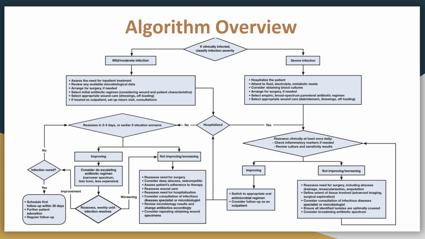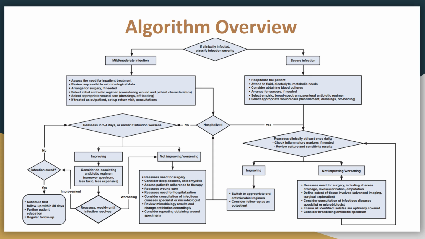Patients with severe infections also need to be hospitalized, and you would then consider obtaining blood cultures, arranging for surgery if required, and selecting empiric broad-spectrum parenteral antibiotic regimens, and selecting appropriate wound care, which can include debridement, dressings, and offloading. Patients who are hospitalized must be reassessed clinically at least once daily. Their inflammatory markers must be checked if needed, and the culture and sensitivity results must be reviewed.